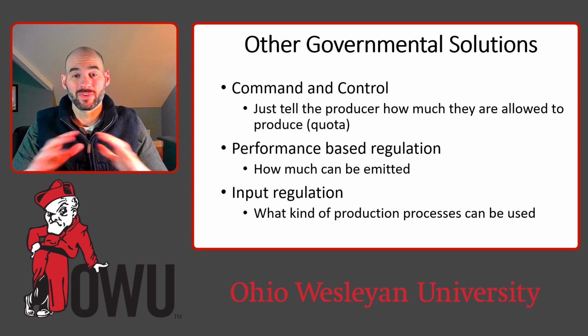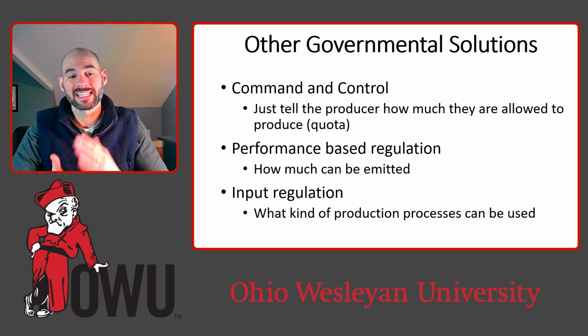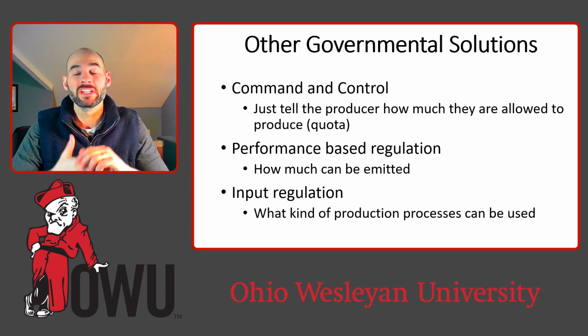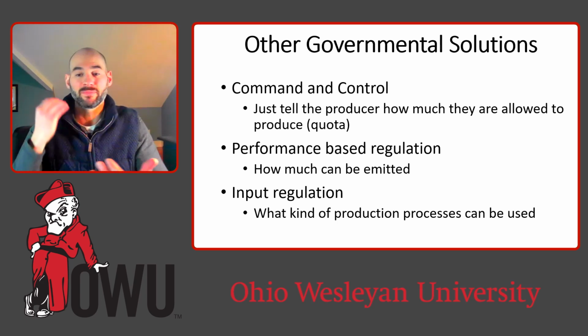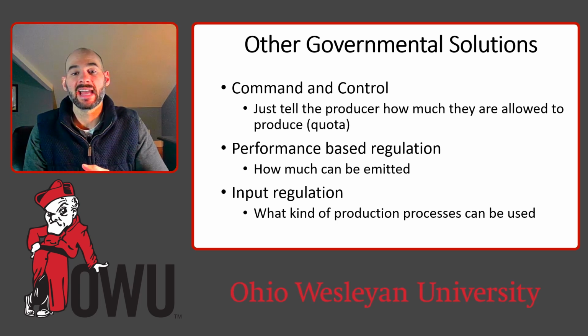Okay, so now that we're done talking about taxation, the very last thing I want to mention for the day is that we do have other governmental solutions to correcting for externalities, including command and control approaches. And these are like a hard government hand coming down, just straight up telling the producer how much they are allowed to produce. That would be an example of a quota, a quantity control.